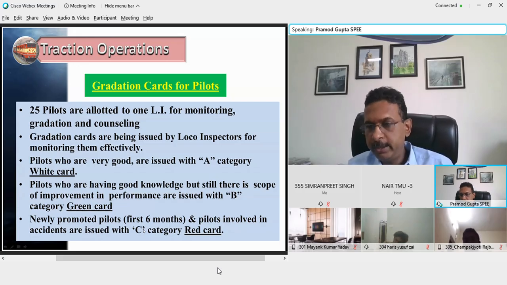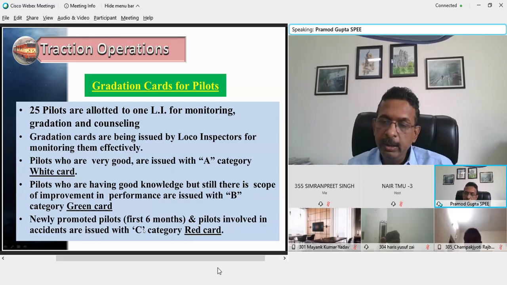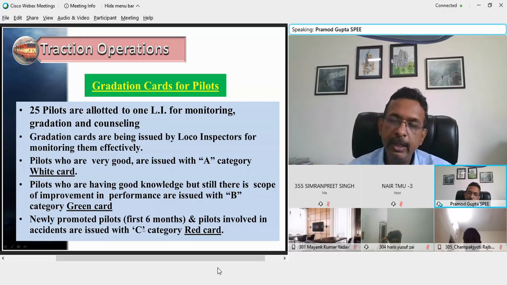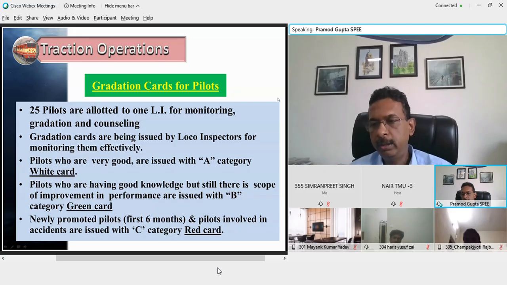There is a rule that if we remove a loco inspector, he will not be allowed to become a loco inspector again. So the punishment is quite severe, and chances are very less that he will be partial towards a particular loco pilot. But everybody is a human being. Exceptions are always there, and we have to take care of those exceptions.